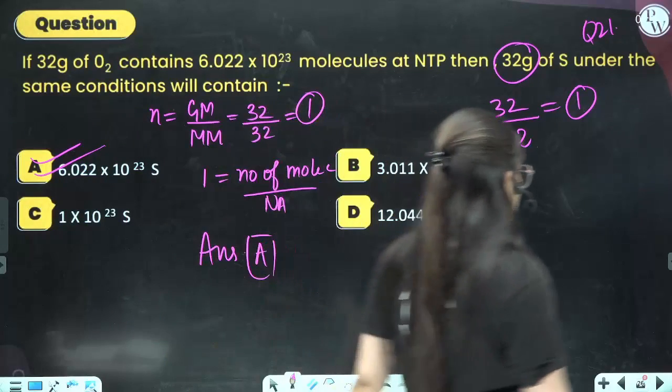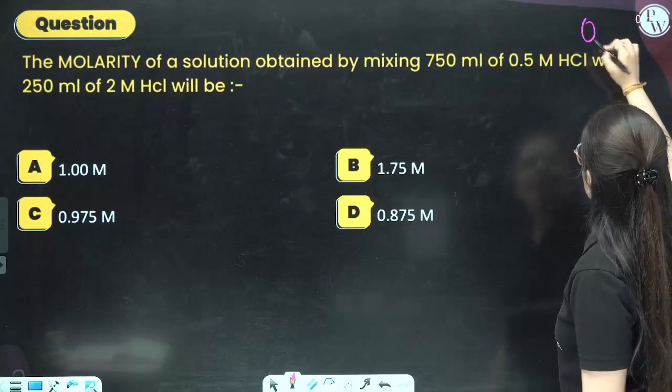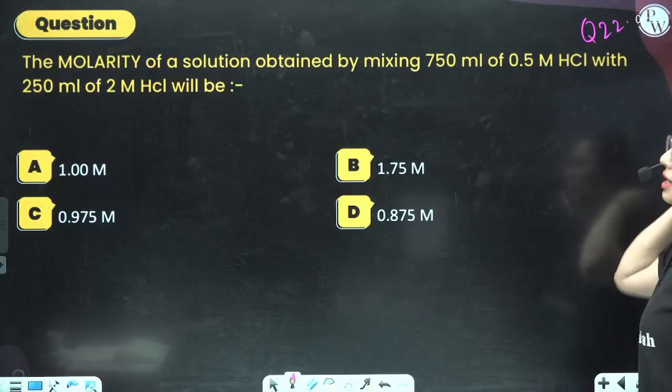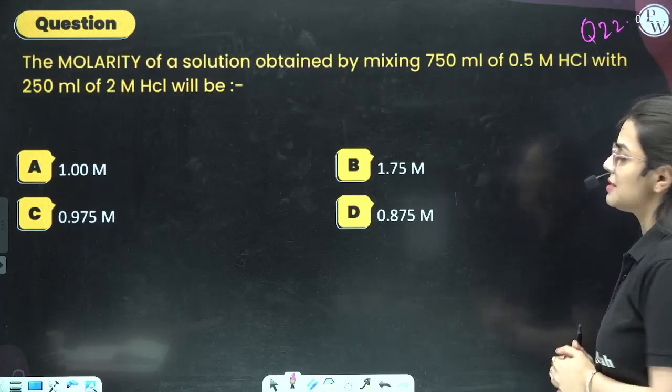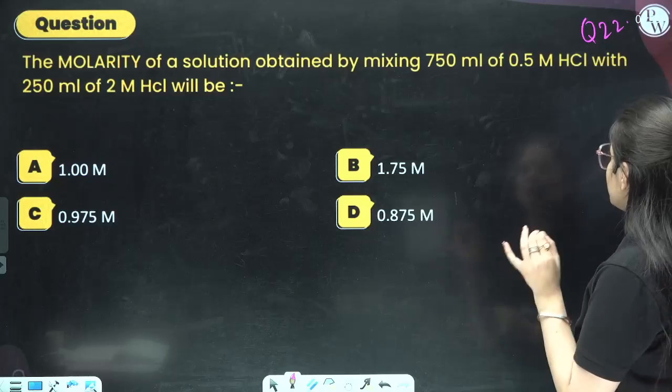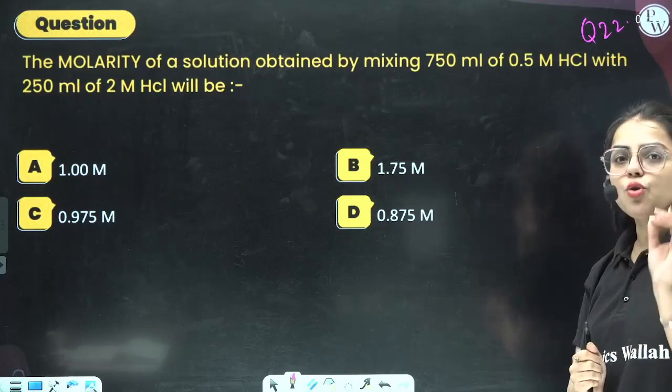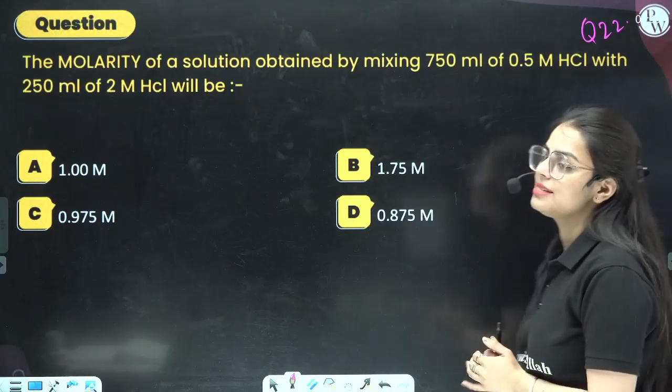Okay, students. Now comes your next question. Let us see the next question. The question is: the molarity of a solution obtained by mixing 750 ml of 0.5 molar HCl with 250 ml of 2 molar HCl will be.